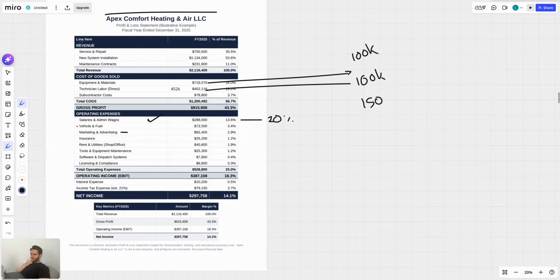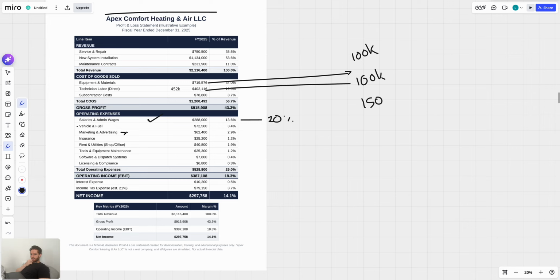Vehicle and fuel. Now, I'm going to assume because it's HVAC, they're driving to the place, so yes, that would be an expense that wouldn't be an add back. But sometimes you have the vendor's car and fuel added onto here, which you would need to then take off as well. But let's just say this is part of the business.